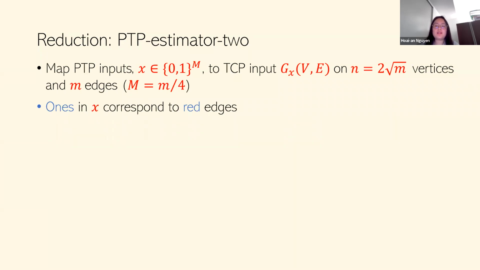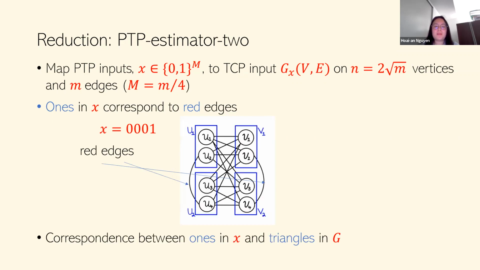And so what we're going to see is that the ones in x correspond to red edges, which we're going to define in a moment. So if our PTP input is the following, or 0001, then this figure is the corresponding TCP input in our reduction. And we can see that if we're looking at some vertex on one side of the partition, say, let's look at U1 or U2 or U3 or U4. Each one of these vertices has an edge to every single vertex on the other side of the partition. And in addition, sometimes has edges in between 2 vertices in the partition, noticeably here between U2 and U4, then also between V2 and V4. And these edges within one side of the partition is what we're going to call red edges.